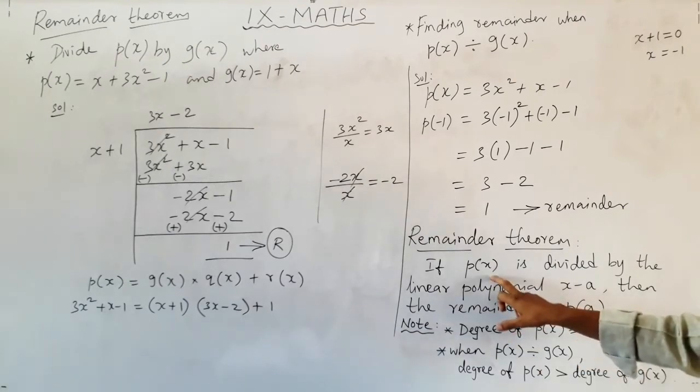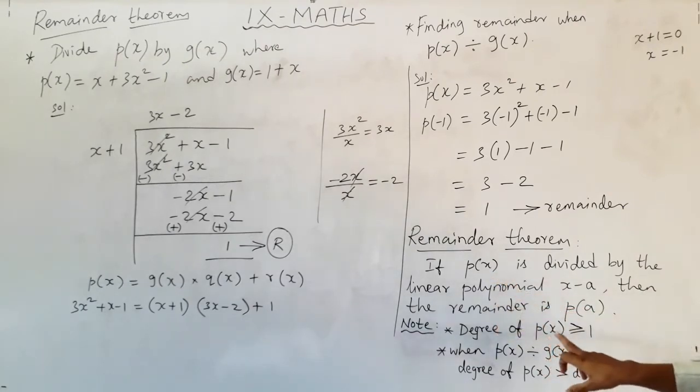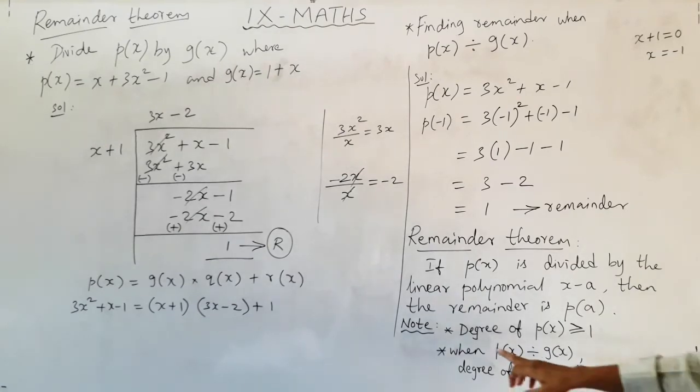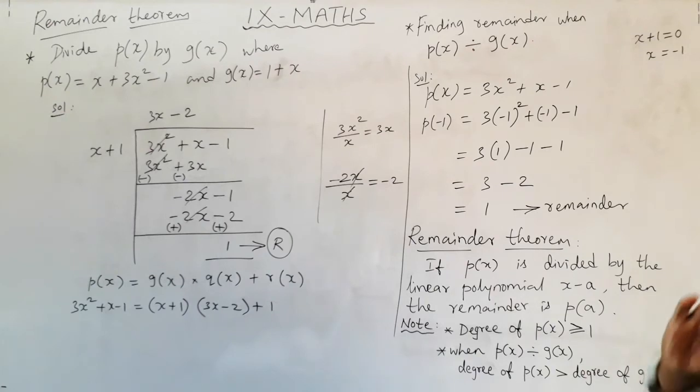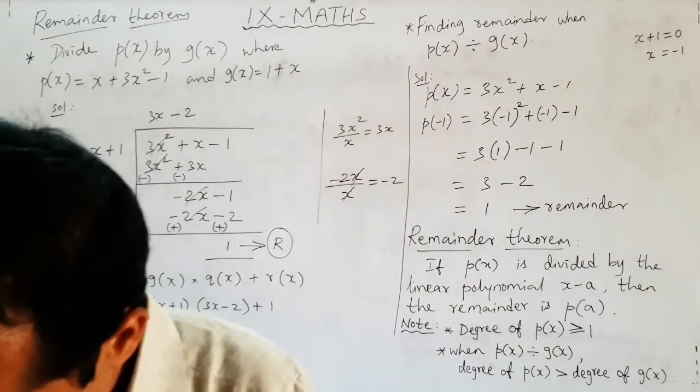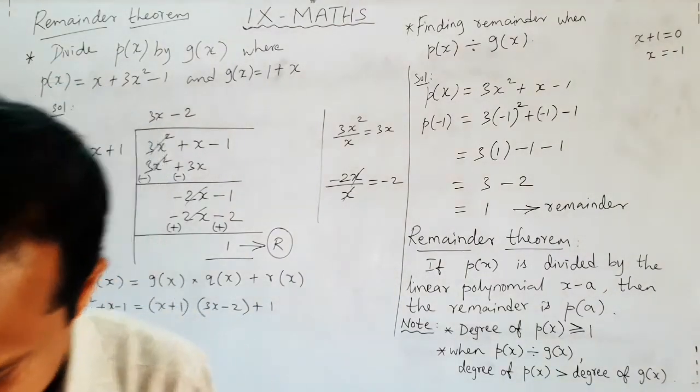So the notable points: degree of p of x greater than or equal to 1. The p of x is a polynomial, so the degree should be greater than or equal to 1. When p of x is divided by g of x, which has the greater degree? P of x only. So the dividend should have more degree than the divisor. So degree of p of x is greater than degree of g of x. Clear? And we shall move to exercise 2.3.